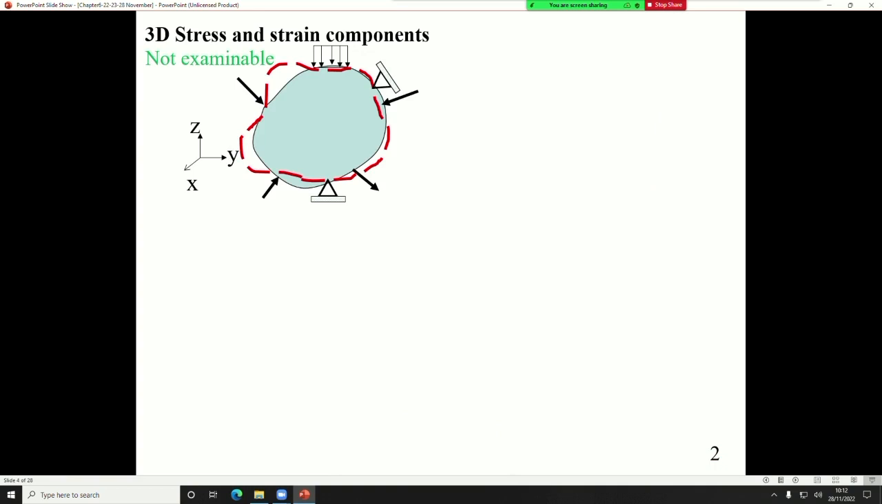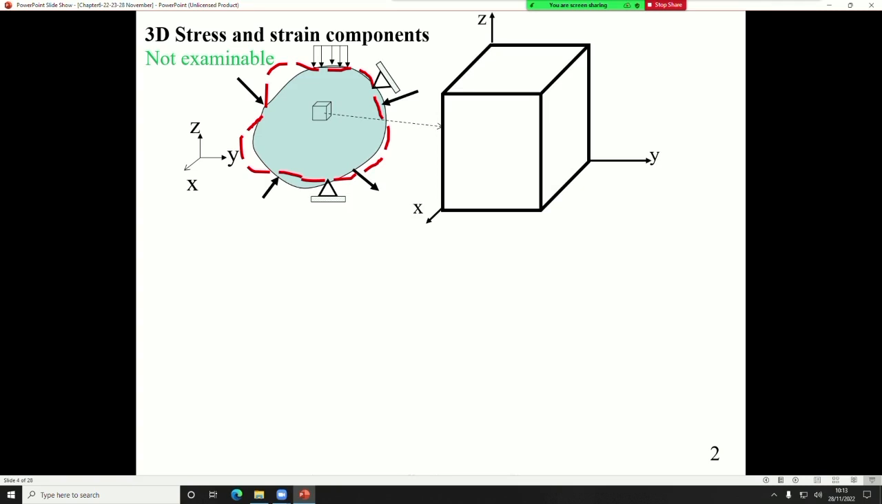So an X, Y, Z coordinate system is attached to the corner of a room or wherever this object is. And these are loads applied, and these are the constraints. You're looking at a point within this structure. I've drawn it as a cube, but it's actually a point. So we have a close-up view of this point or this cube in the middle of a structure which is loaded. So we attach an X, Y, Z coordinate system to the corner of this cube.